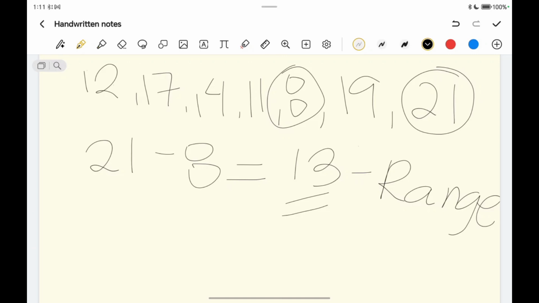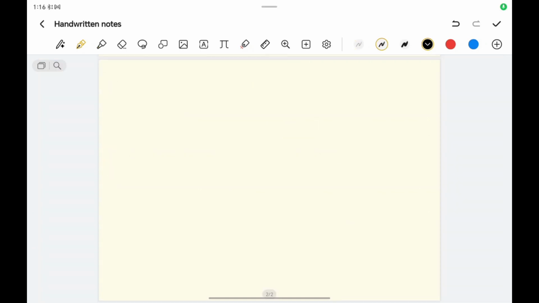Okay, get it? Let's come now to computing a variance. First, let us determine the mean of the n numbers. That's the first step for computing a variance. As I mentioned earlier, the numbers are 12, 17, 14, 11, 8, 19, and 21. So there are 7 numbers, and you're just going to add them all. If you add them, the sum would be 102.